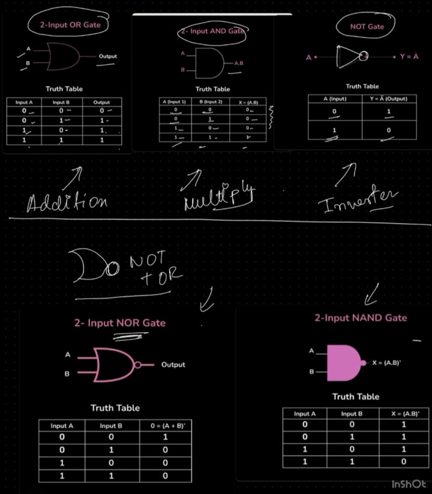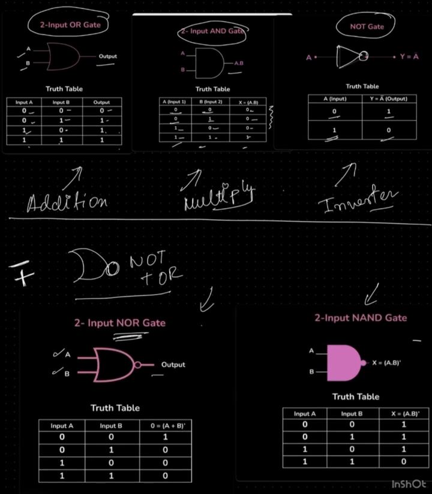And what was the function of OR gate? The function of OR gate was to add. So now there will be addition, and then there will be inversion. That means first whatever input will be there, it will be added up and then it will get inverted. So we are having two inputs here, A and B, and one single output.